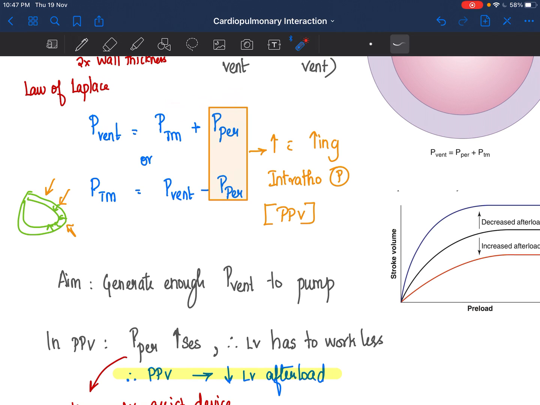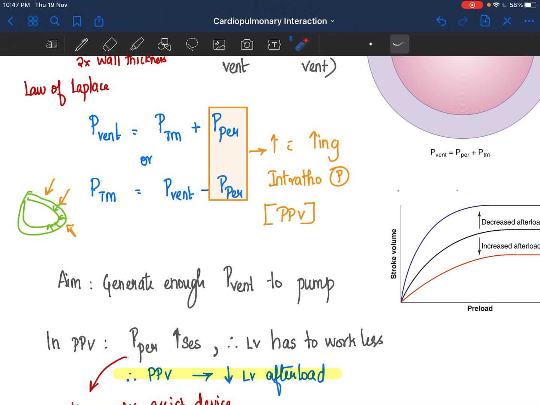Imagine a situation where the pericardial sac is being compressed, resulting in a rise in pressure, and say this has risen from 5 to 20. If this is 20 and you want your ventricular pressure to be 120, then your transmural pressure, or the actual myocardial contraction, needs to generate only 100 millimeters of mercury. That means it's actually less stress for the ventricle. Am I right? You got my point.